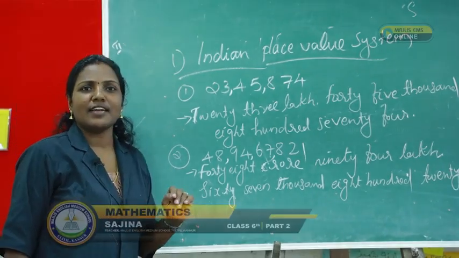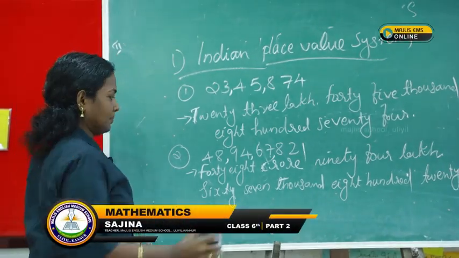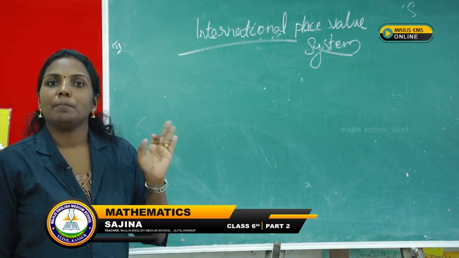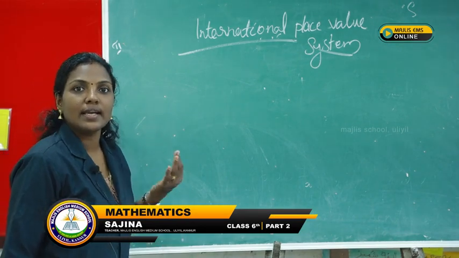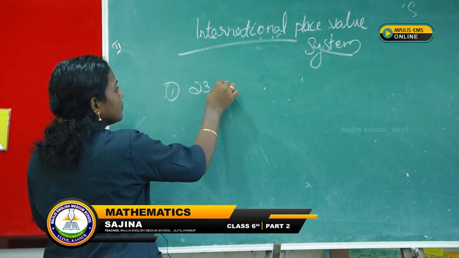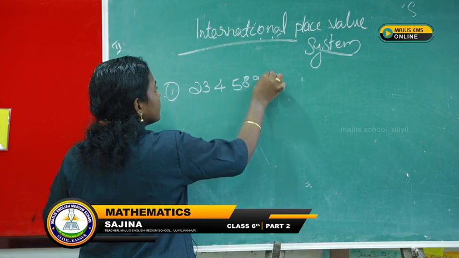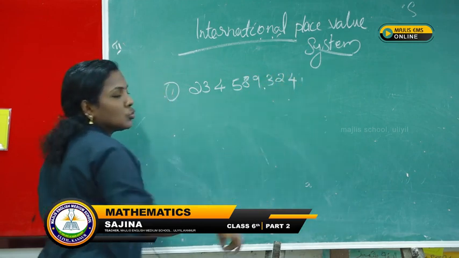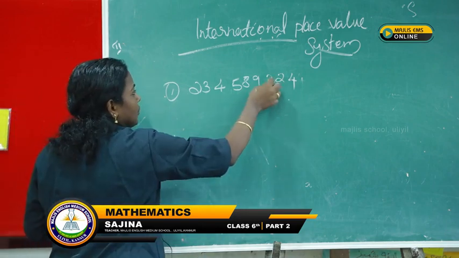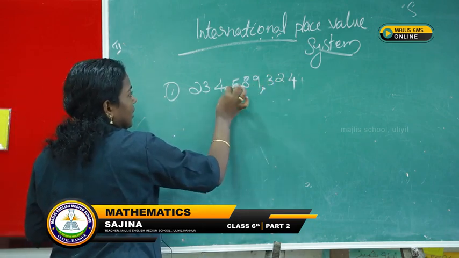Next is the international place value system. In the international place value system, each period has 3 places. For example, each period has 3 places: 1, 2, 3. Next 1, 2, 3.